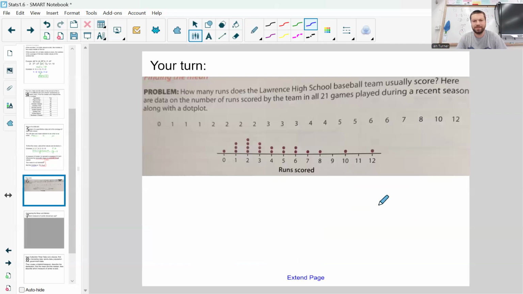All right. So this one was another example, lacrosse, or sorry, basketball, baseball. God, I can't even read.